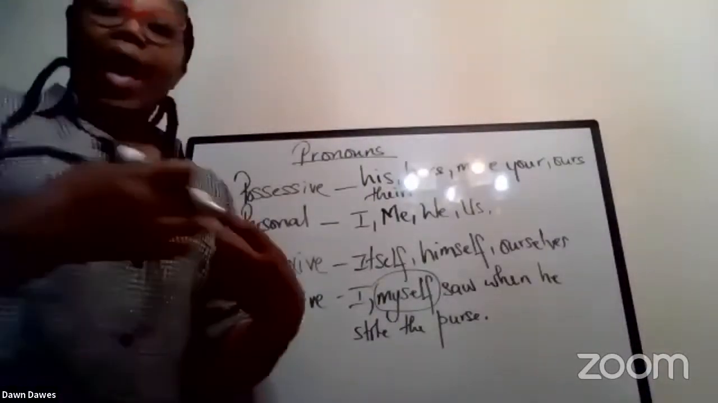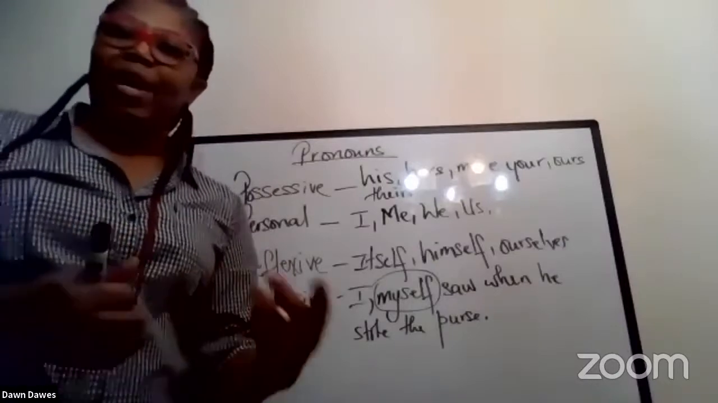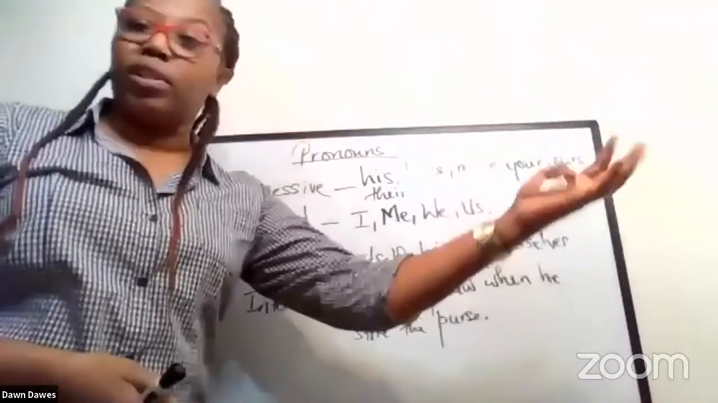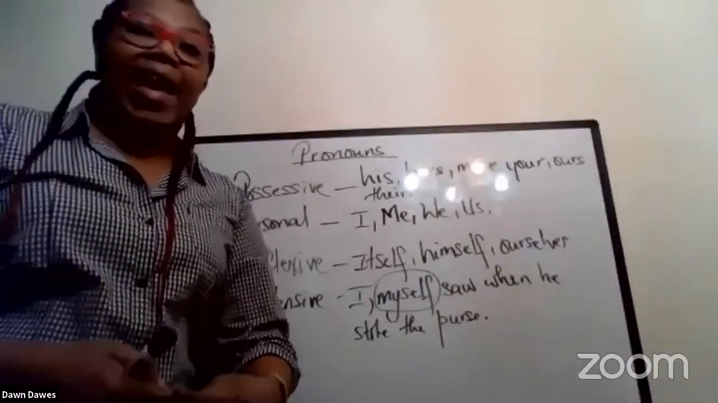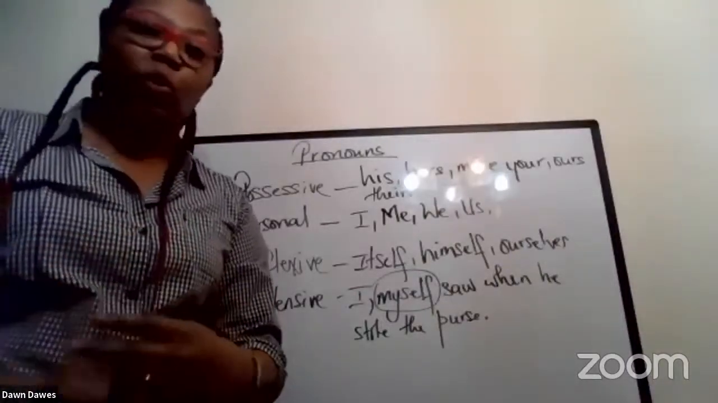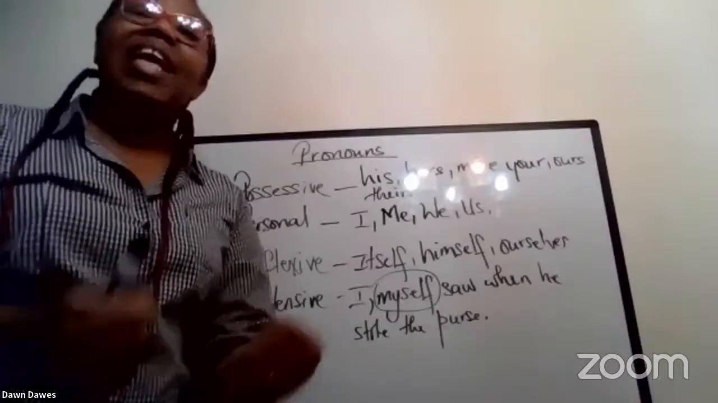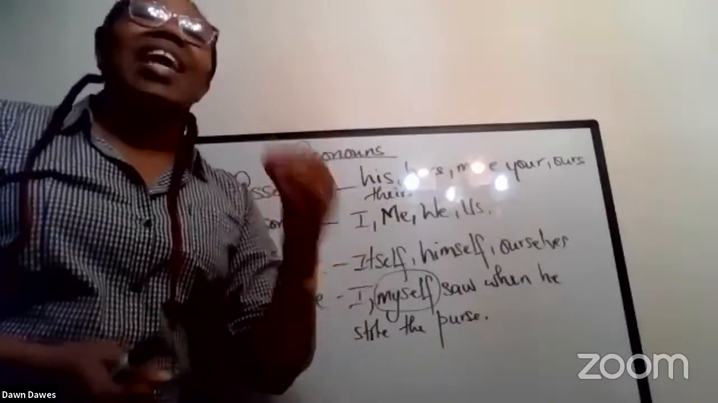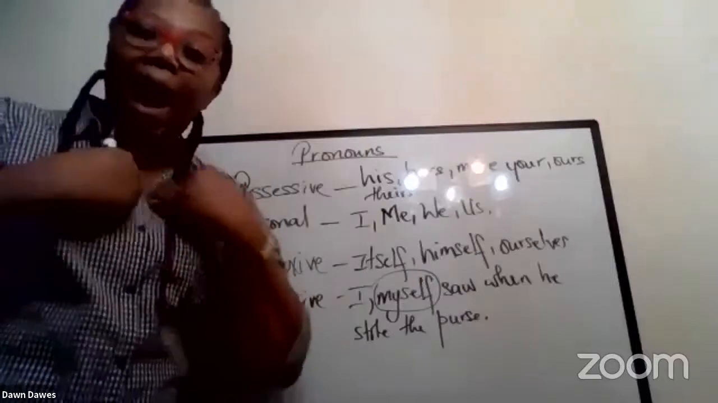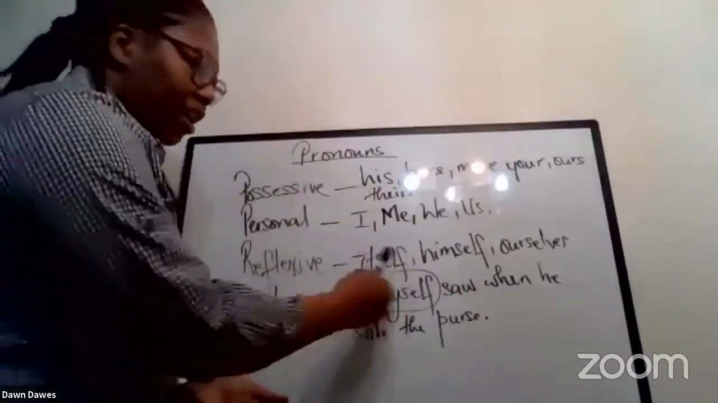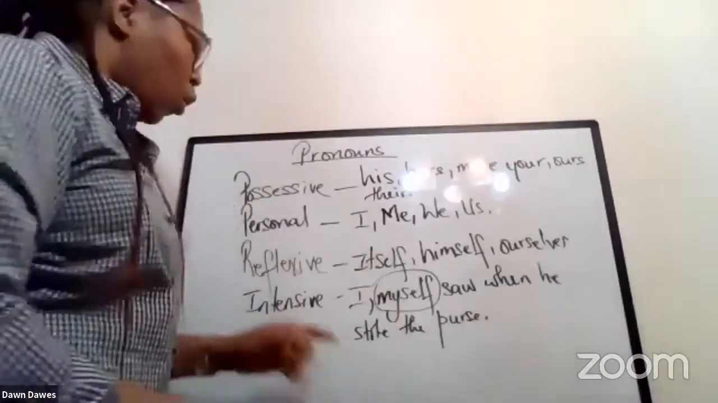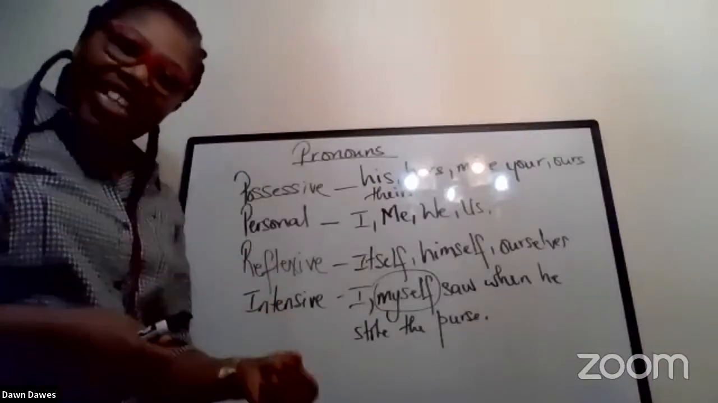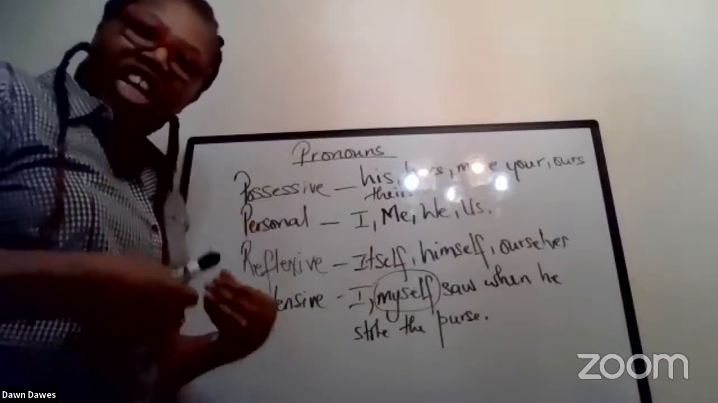scenario, I am on the witness stand and I'm being cross-examined by the lawyer for somebody. And they're saying, no, I could not have seen when he stole the purse because whatever and whatever. And I said, yes, I saw when he stole the purse. And somebody may be saying, but Miss Dawes, X, Y, Z. And I said, I myself saw. So the myself here is usually for emphasis. So intensive, remember, it's just like intensive care. When you go into the intensive care unit, you need extra care.